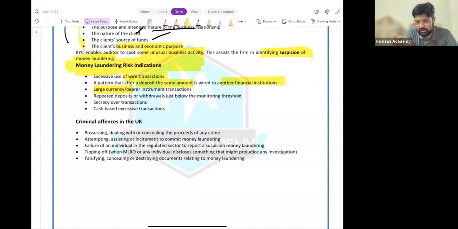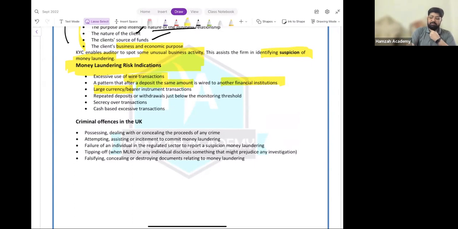This is called a bearer check. A check which is only transferable from account to account is called a crossed check. Bearer instruments: when they are issuing too many bearer instruments, again it is like cash transactions, with no record. If a company is doing that, they might be manipulating records.